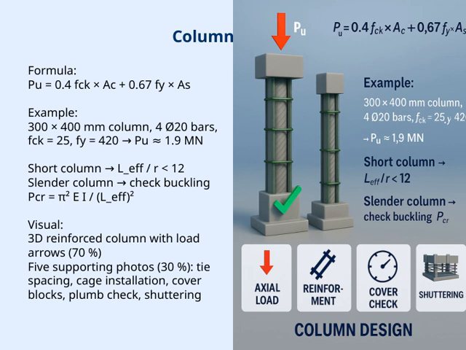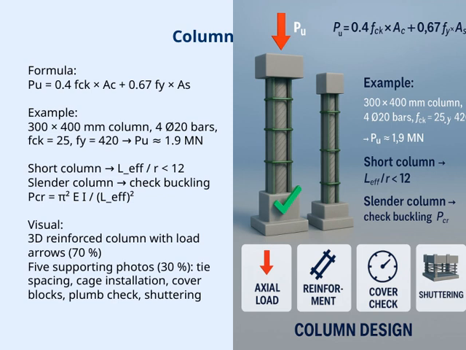On the visual side, you'll see a 3D reinforced concrete column with load arrows indicating about 70% of the capacity. Additionally, there are supporting photos showing key construction details like tie spacing, cage installation, cover blocks, plumb checks, and shuttering. All of these elements come together to ensure the column is designed and constructed properly for safety and durability within the overall structure.